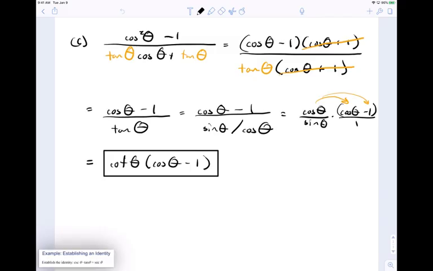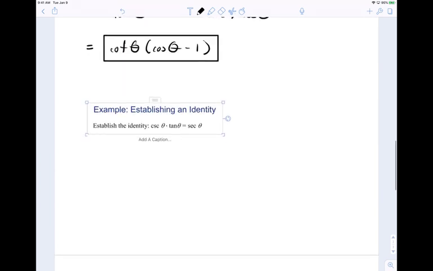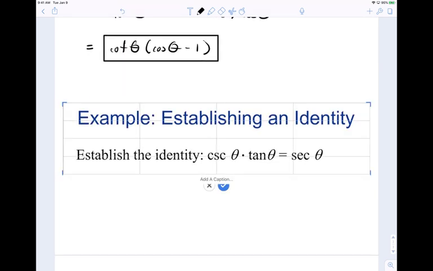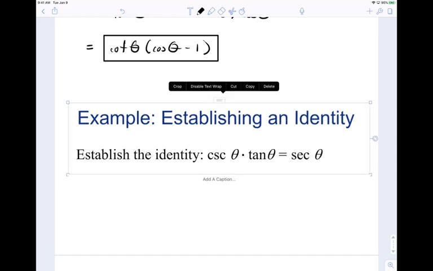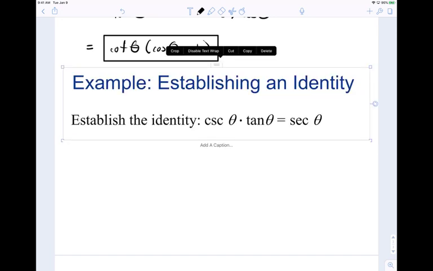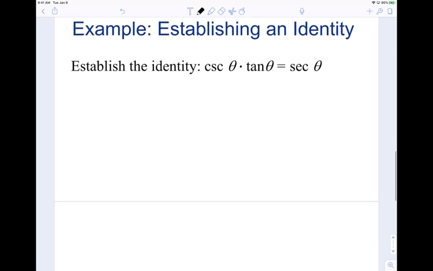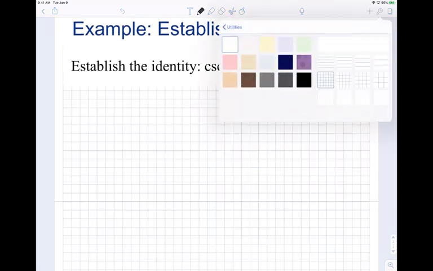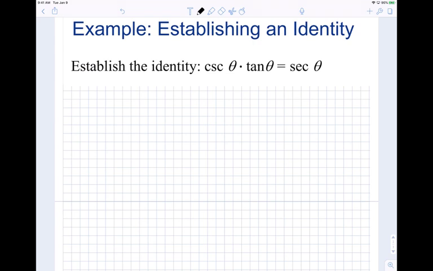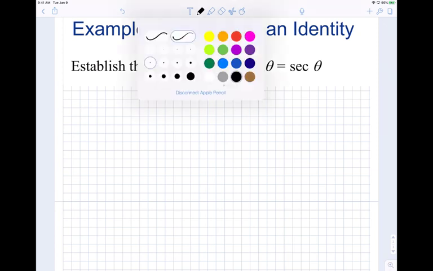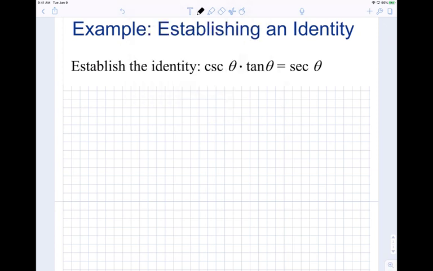So let's go ahead and do it right here. Crop. Done. Okay. We're going to work here, and let's get our graph paper back because that works for me. So now we're going to start with the left and transform the left into the right. So if we have, let's go like here, cosecant theta times tan theta. Okay. So how can we transform this into the right? What comes to your mind when you see something like this, if we do manipulations on the left?